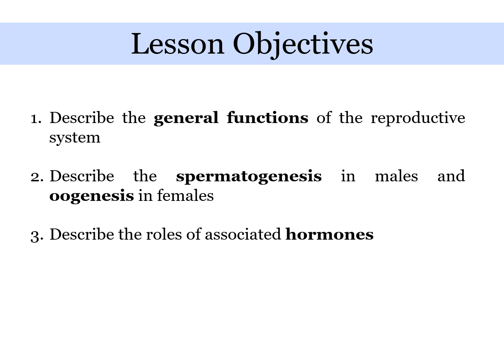Our objectives for this lesson are: first, you should be able to describe the general functions of the reproductive systems of both male and female. Second, also able to describe spermatogenesis and oogenesis. And lastly, able to describe the roles of associated hormones.